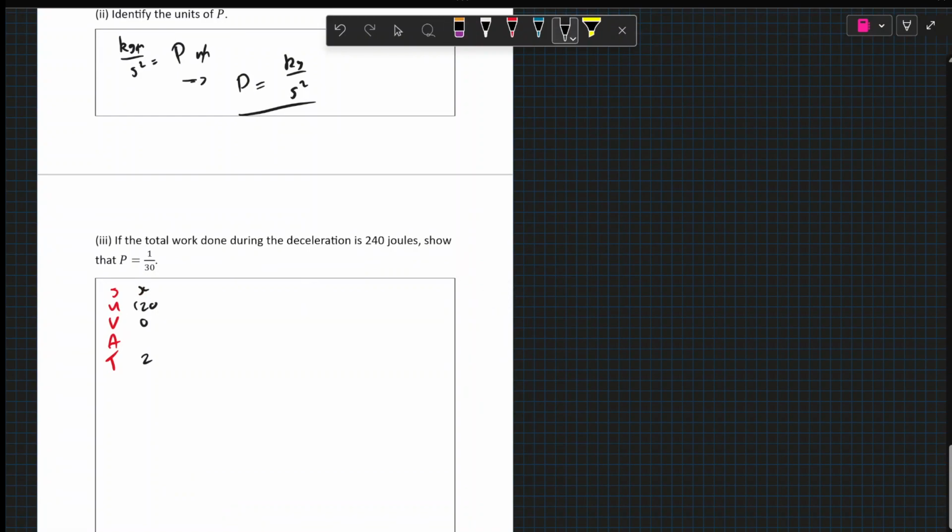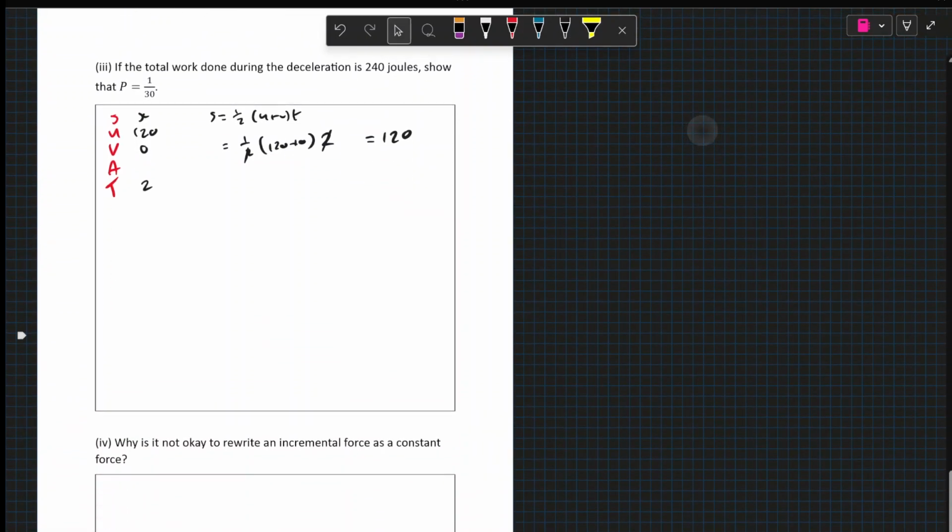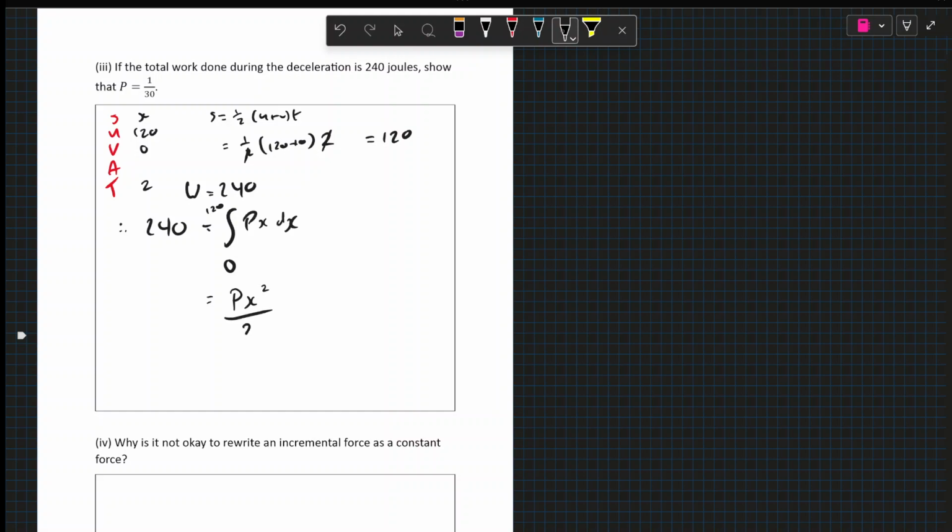We want to find out the integration limit. So we're going to use s equals 1 half u plus v t. So 1 half 120 plus 0 times 2. Those cancel, so we get 120. So then the work done is 240. So therefore 240 is equal to the integral between 0 and 120 of px dx. Now the p comes out and this becomes px squared over 2, between 0 and 120 equals 240.